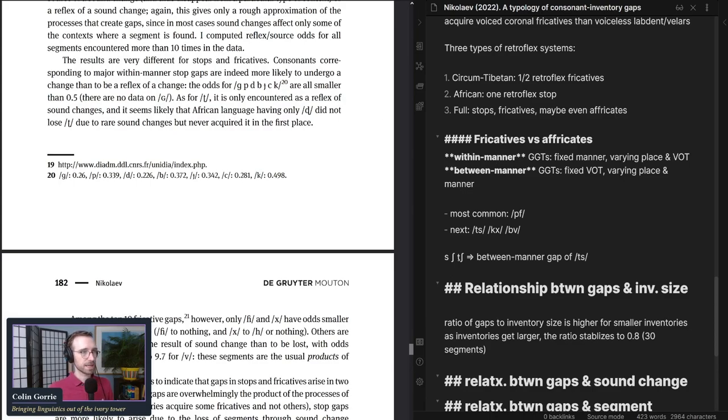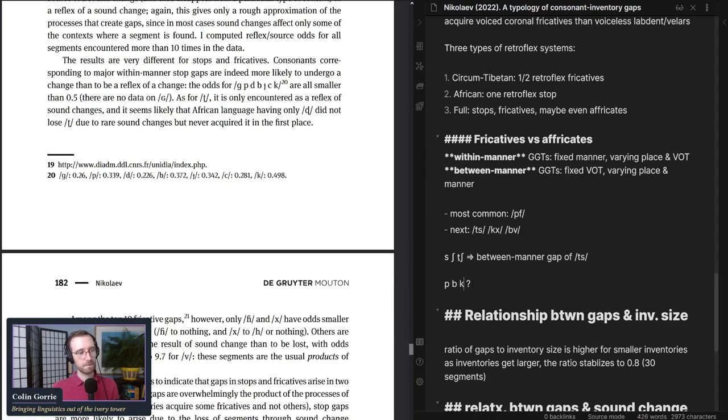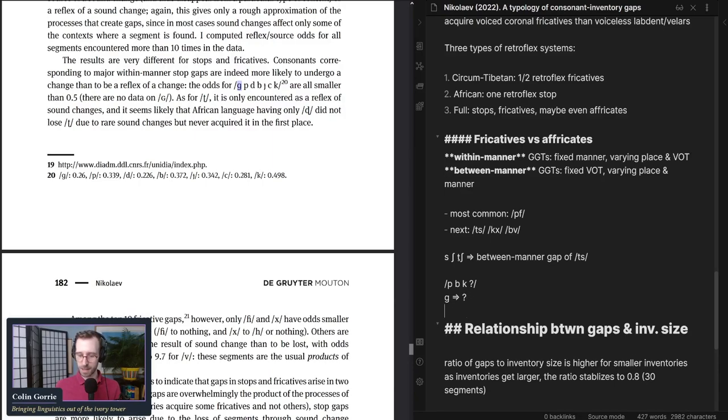So something like if we have p, b, k, but no g, right? That would be a within-manner stop gap. So it seems that these are more likely in this database to be on the left side of the arrow for a sound change, g to whatever, versus on the right side of the arrow. So we have more instances recorded of sound changes where g becomes something than where something becomes g.